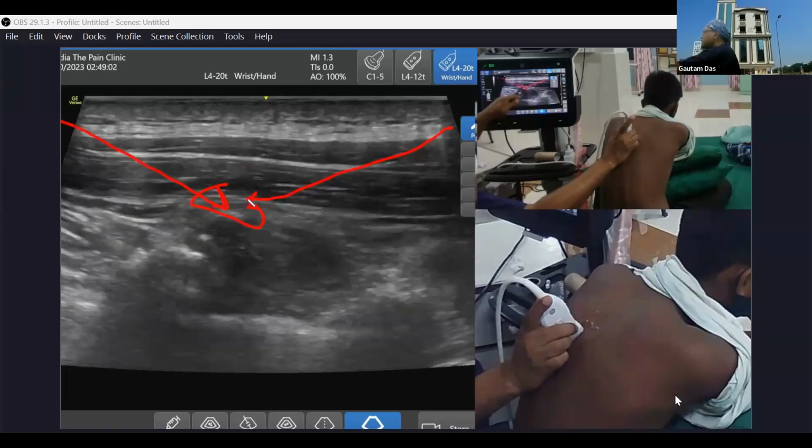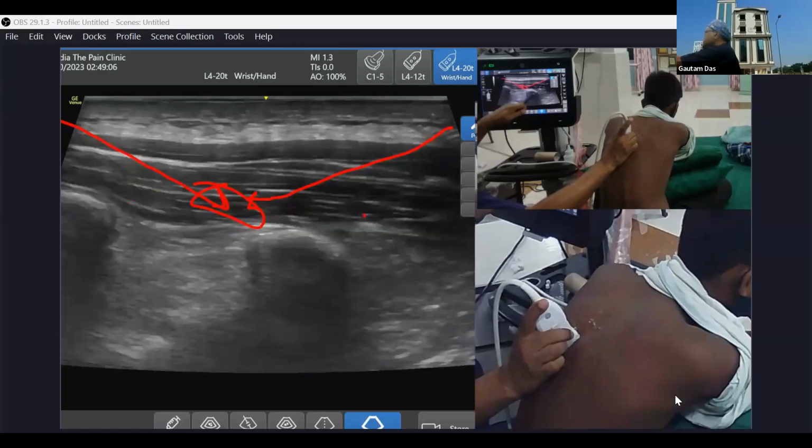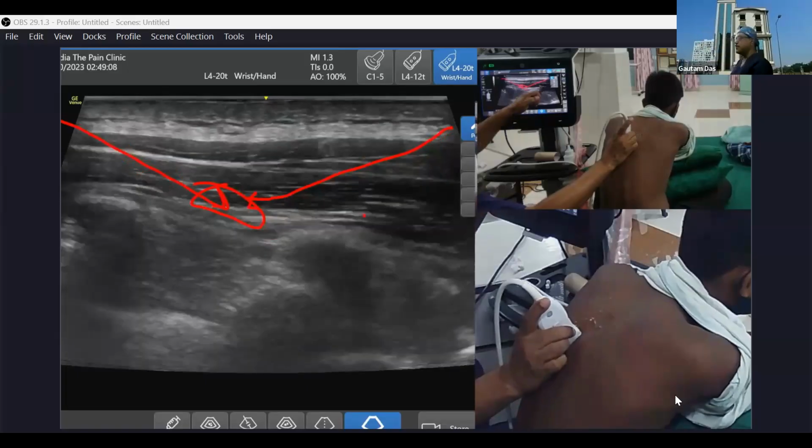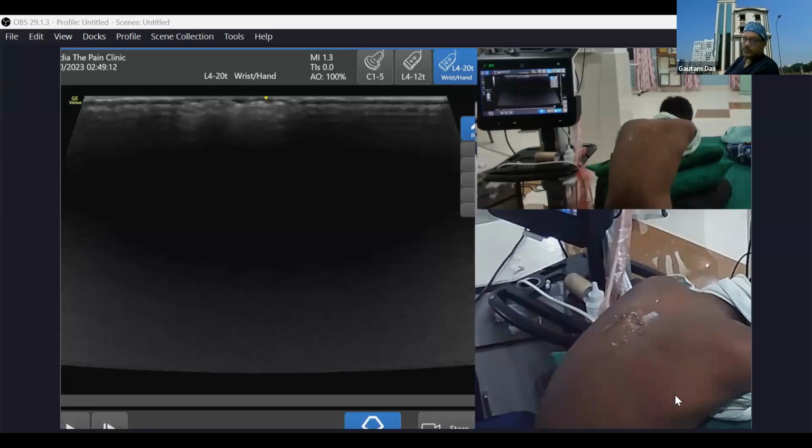You can inject two to three layers also, not just here. Two to three areas. And this is not just an anesthetic block. This can also be done very nicely for patients having myofascial pain in a wider area of the back. You can give the erector spinae block there, and it gives excellent results.